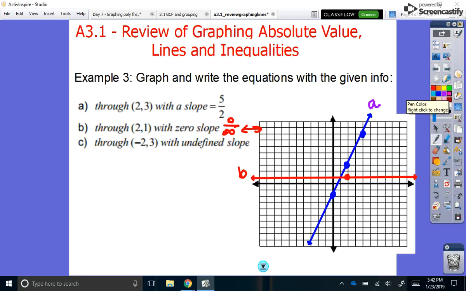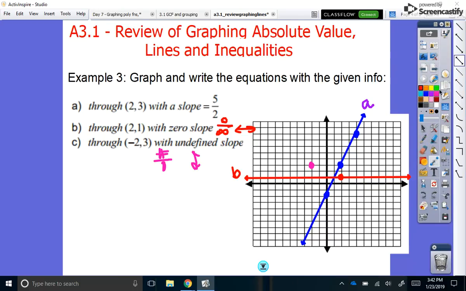This is actually the line y equals 1 if you were asked to write the equation of that. And then lastly, it says through the point negative 2, 3 with an undefined slope, which means I'm going to have a number over 0. So I'm rising infinitely many, but I'm running 0. So an undefined slope is a vertical line. So use your straight edge. And if you were asked to write the equation of this line, that would be x equals negative 2.